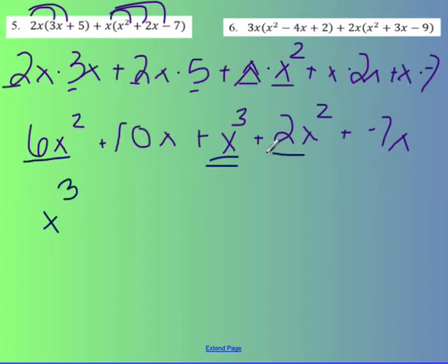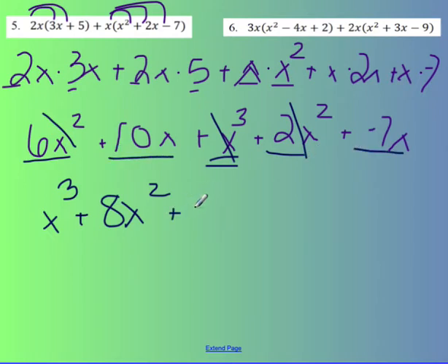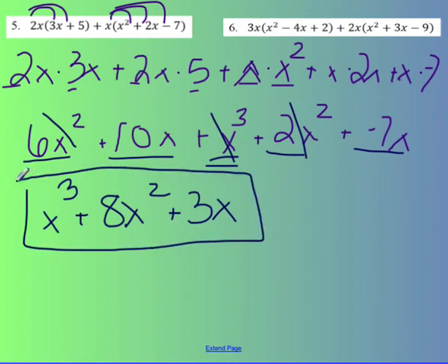Then we have 6x squared plus 2x squared. Add your coefficients to get 8. Keep your exponents the same when you're combining like terms. Now I like to cross them off so I can keep track. And then I have 10x minus 7x. Well, that's going to give us 3x. So 10x cubed plus 8x squared plus 3x is our final answer.